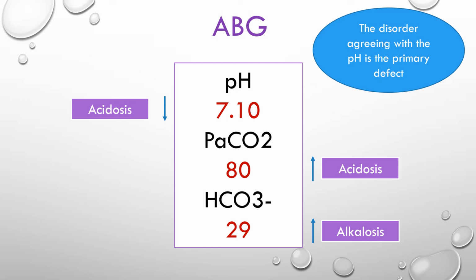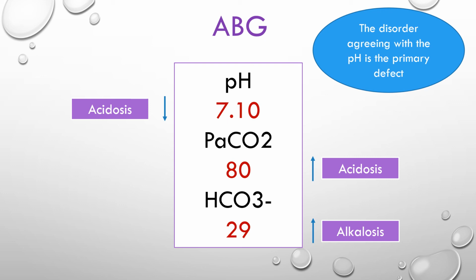At this point, you must be wondering, what about bicarbonate? The pH and the PaCO2 are in agreement, so it is primary respiratory acidosis. What is the significance of bicarb level here, or why is the bicarbonate level high at 29 milliequivalents per liter?